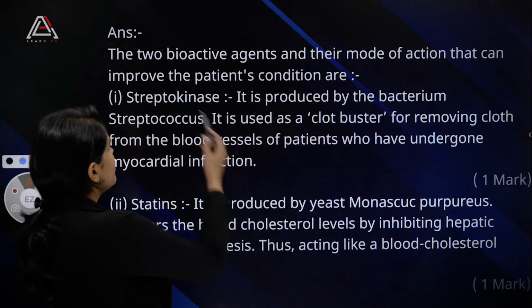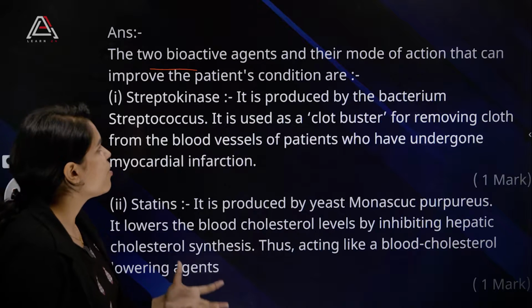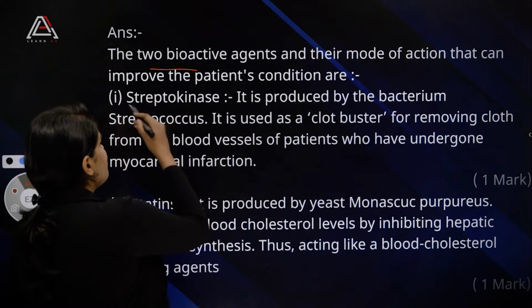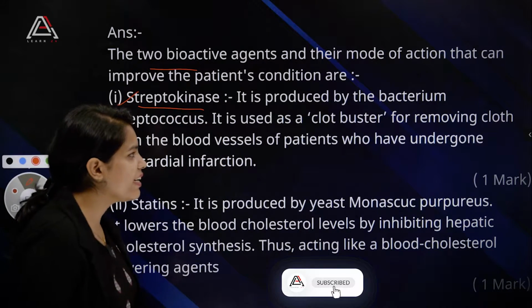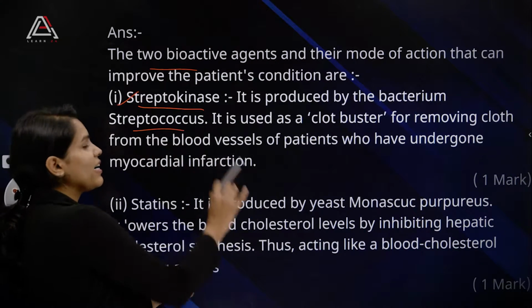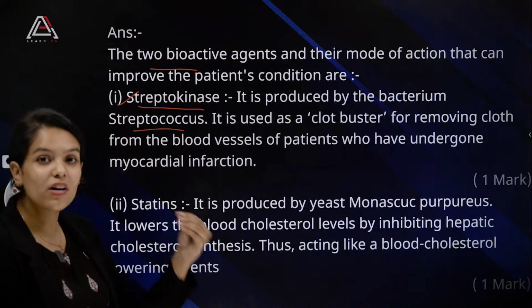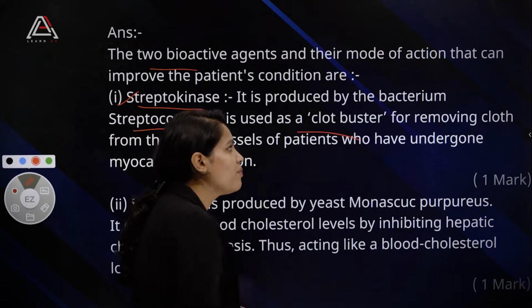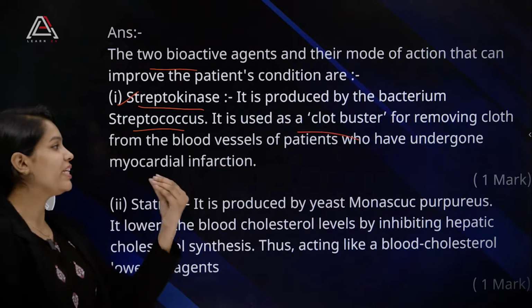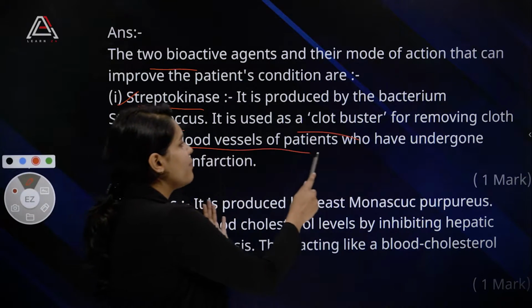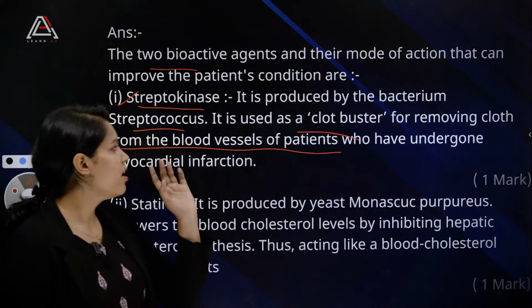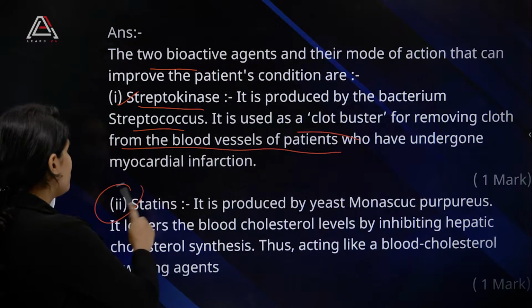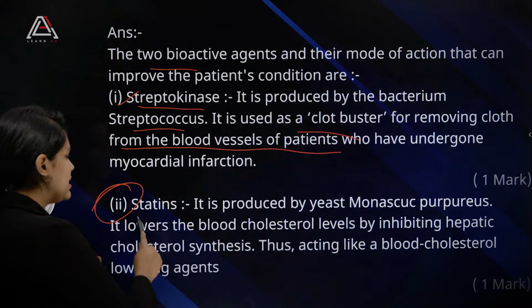So yeah, the 2 bioactive agents and their mode of action are, first they have mentioned streptokinase. Who produces it? The bacteria Streptococcus. What does it do? It acts as a clot buster. How? By removing the clot from the blood vessels. Alright, perfect answer.